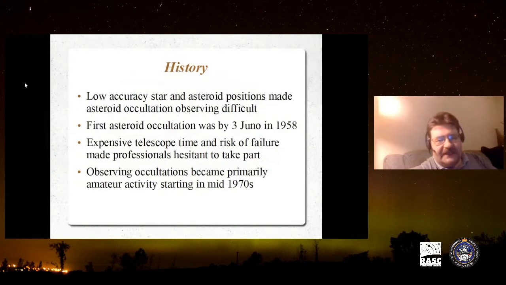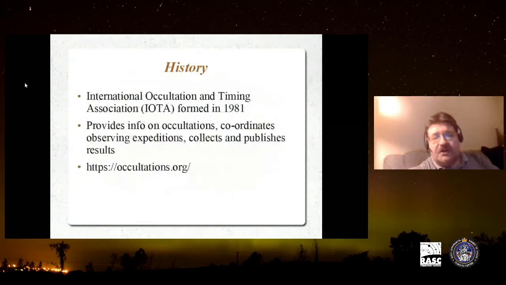This uncertainty, this high risk of failure, and the high cost of telescope time meant that professional astronomers were sort of hesitant to take part, and so it fell to the amateurs to start observing occultations starting in the mid-1970s. The International Occultation and Timing Association, IOTA, was formed in 1981, and it provides information on occultations, coordinates observing expeditions, and collects and publishes the results of those expeditions.